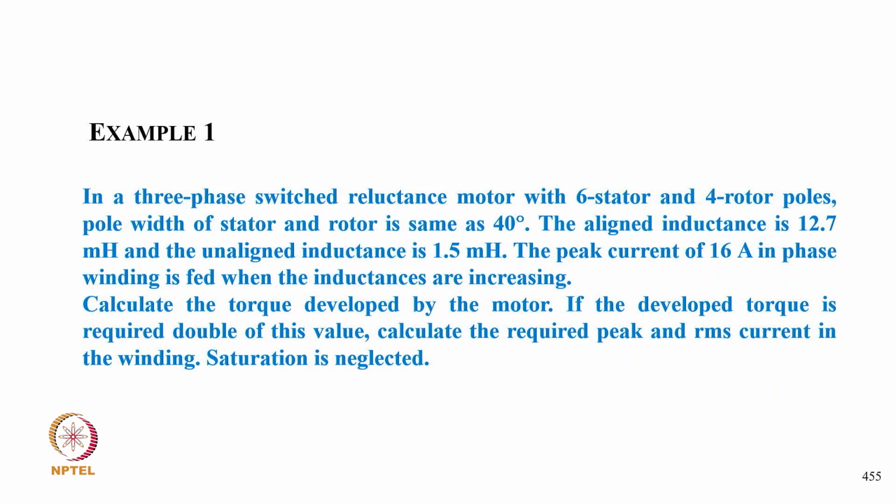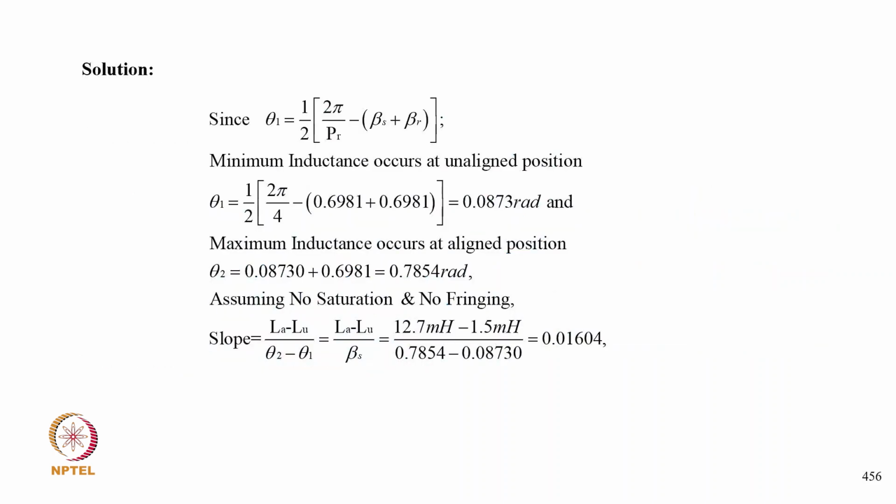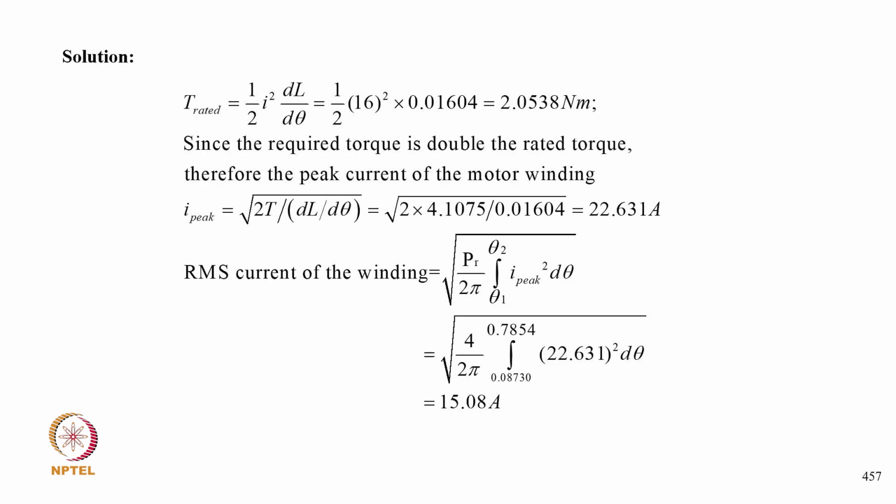If the developed torque is required to be double this value, calculate the required peak and RMS current in the winding, and saturation is neglected. The solution is theta 1 equal to half of (2 pi upon PR minus beta s plus beta r). So theta 1 comes to 0.73 radian, and maximum inductance occurs at theta 2 equal to 0.7854. Having no saturation, the slope is (La minus Lu) upon (theta 2 minus theta 1), so it comes to 0.01604. So torque is half i squared dL upon d theta, and putting in the values it comes to 2.0538 newton meter.